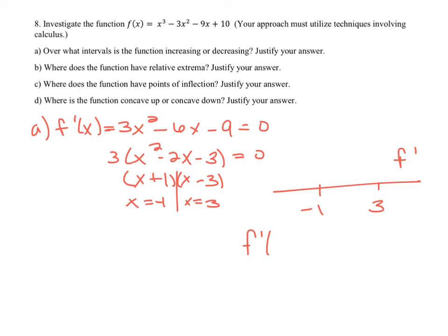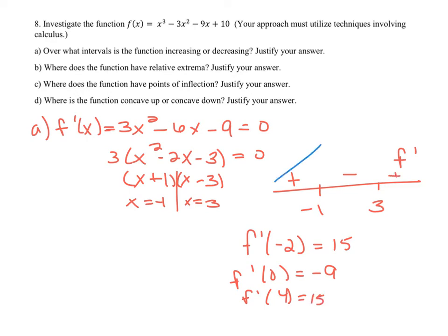So what I'm going to do is test f prime of negative 2. And when I do that, I get a positive 15. So I get positive. And again, I'm plugging it into my derivative. That's how I got 15. And then I'm going to plug in 0. When I get that, I get negative 9, which is negative. And then I'm going to plug in f prime of, let's say, 4. And that gets me positive 15 again, so I have positive here. So my function is increasing here, it's decreasing here, and it's increasing here.